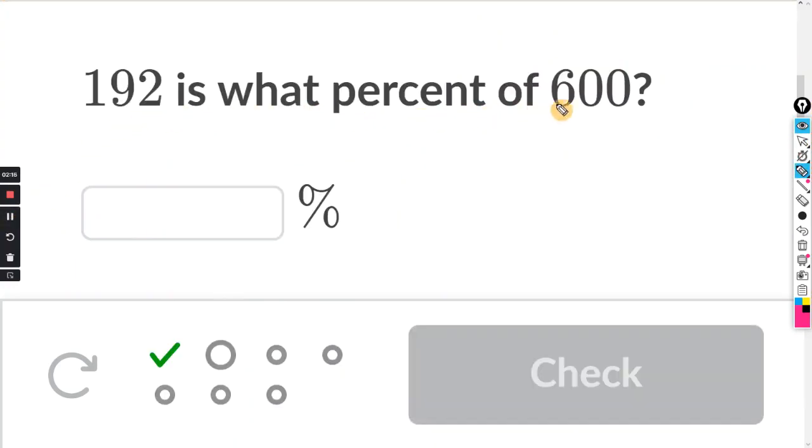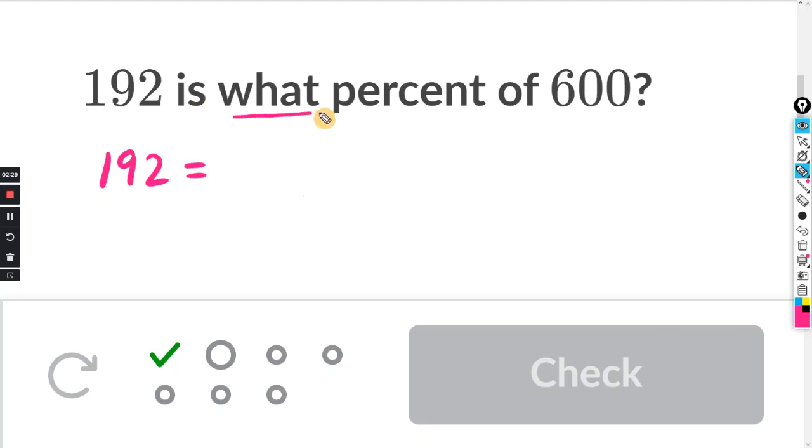$192 is what percent of 600? Okay, so we can write 192 is the same as equals, and what percent, we can call that x or we can call it p. Of means multiply, and 600. So 192 equals p times 600.